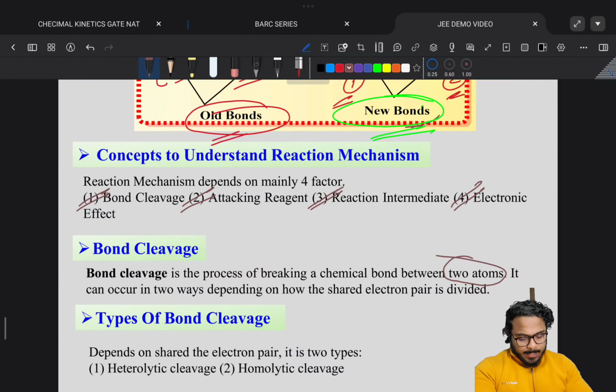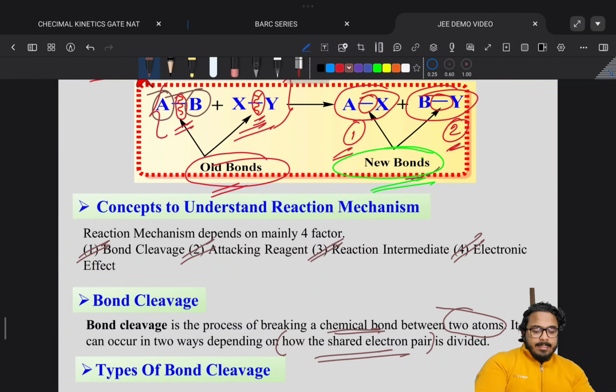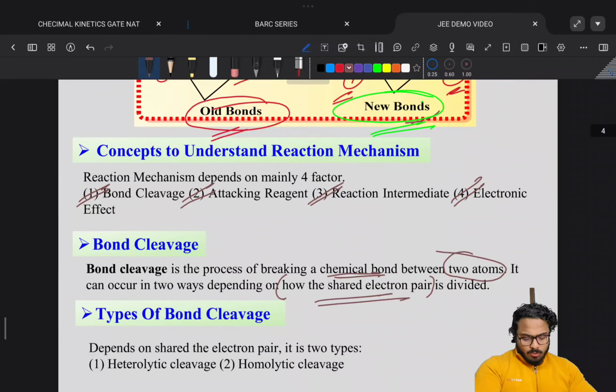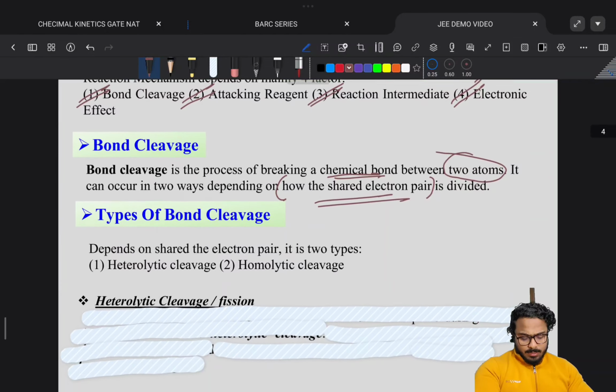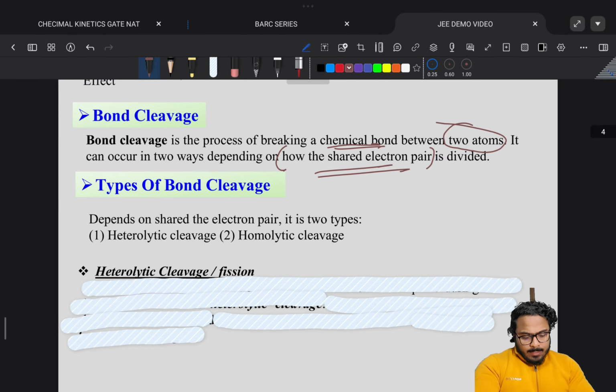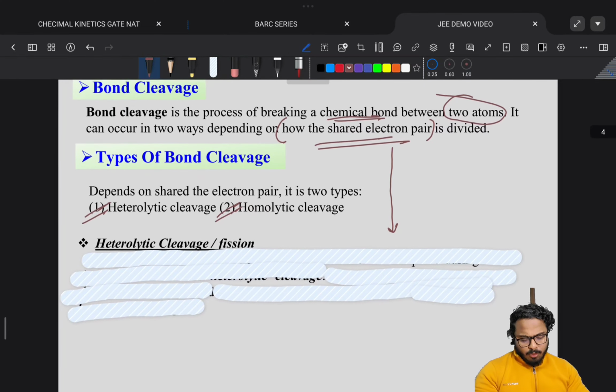The same thing is written here: the process of breaking a chemical bond between two atoms. It can occur in two ways, depending on how the substrates share their electron pair. The whole procedure depends on this. Based on this electron pair sharing, there are two types of bond cleavage. The first one is heterolytic bond cleavage and the second one is homolytic bond cleavage.